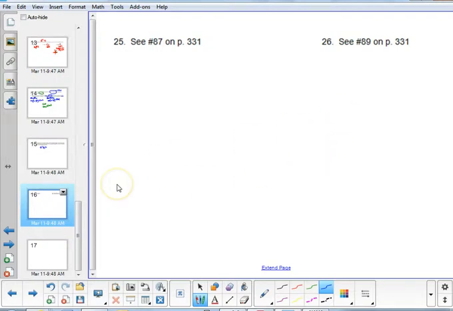25 and 26 in my textbook. Let's see. All right, I've got 5 minutes to get this done. 331. So page 331, number 87.